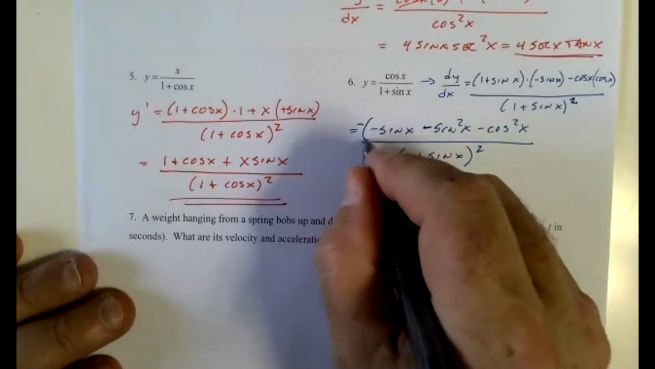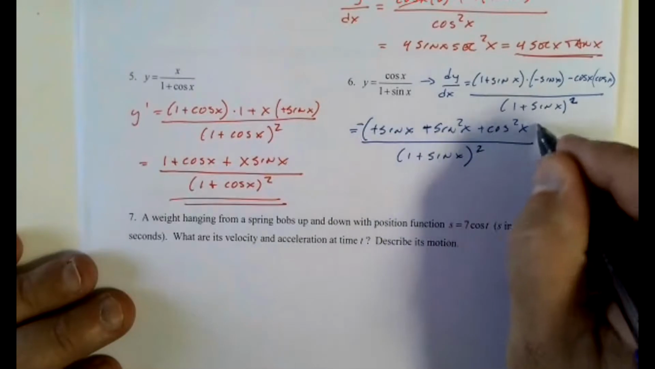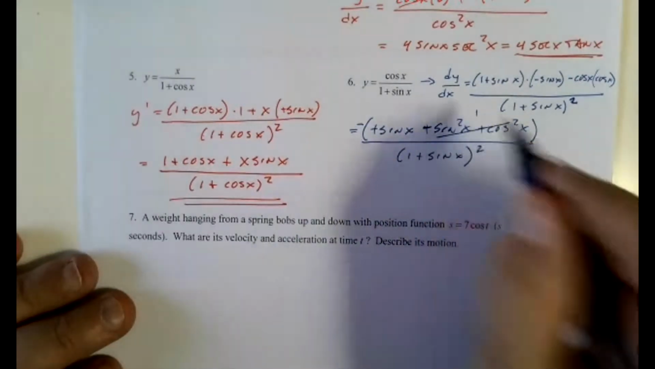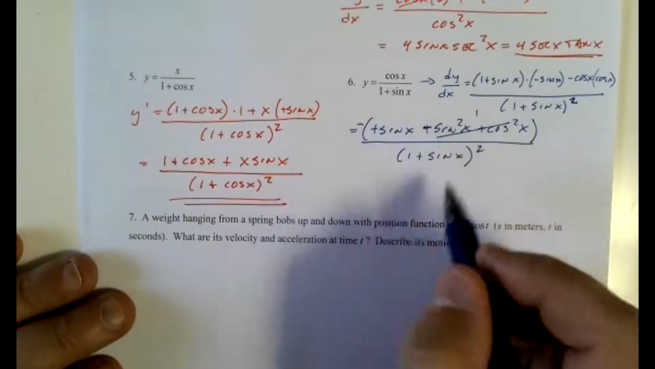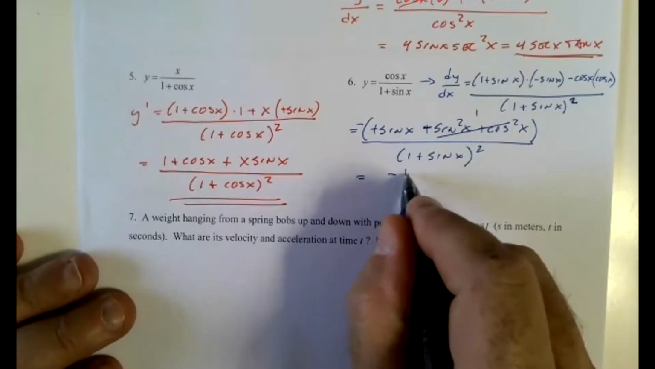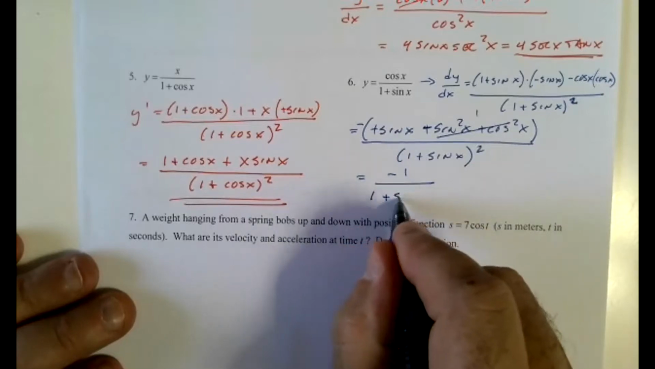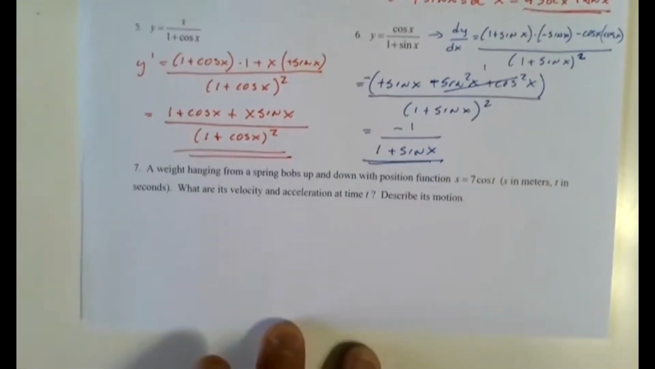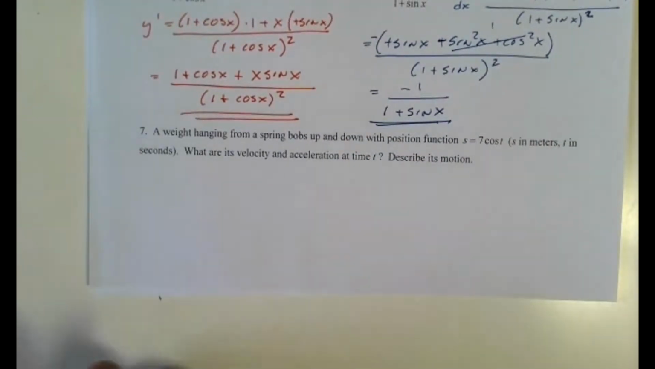I'm going to factor a negative out. This becomes 1. 1 plus sine of x cancels. I get negative 1 over 1 plus sine of x. And I'm sure there was an easier way to do that.